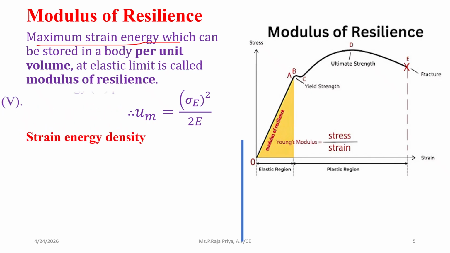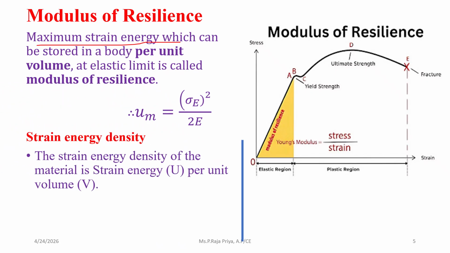Next term is strain energy density. It is the strain energy per unit volume. And strain energy density can be expressed as U by V, that is, the strain energy per unit volume.